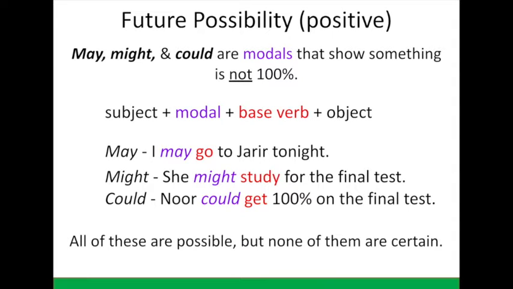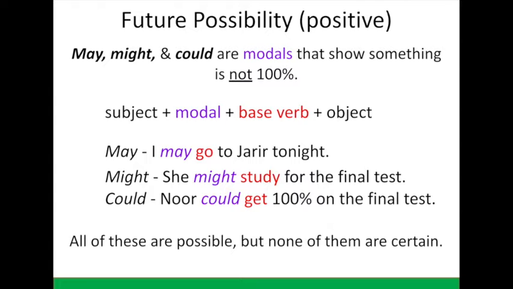To talk about future possibility in English, we often use the modals may, might, and could. These modals show that something is not 100%. To form a sentence using these modals, start with a subject, then a modal verb, always followed by the base verb, and then usually an object.